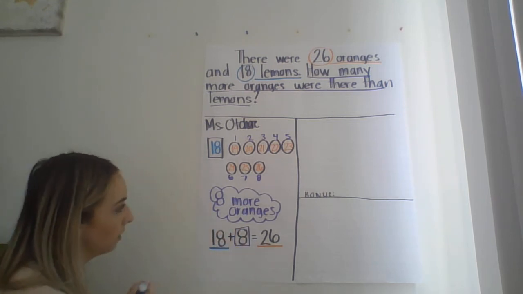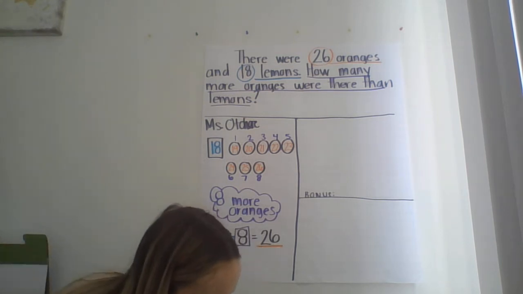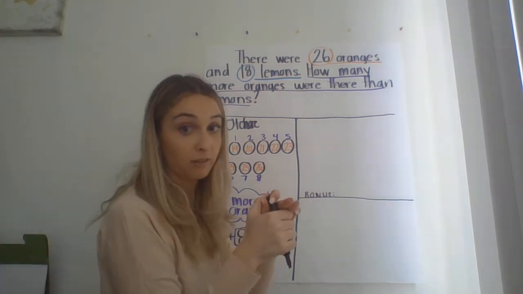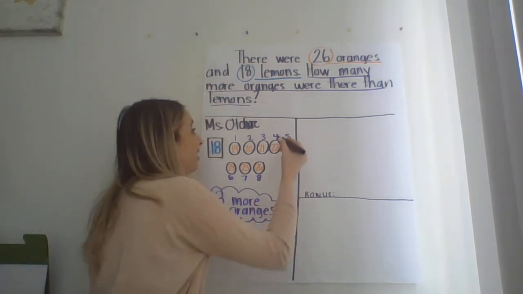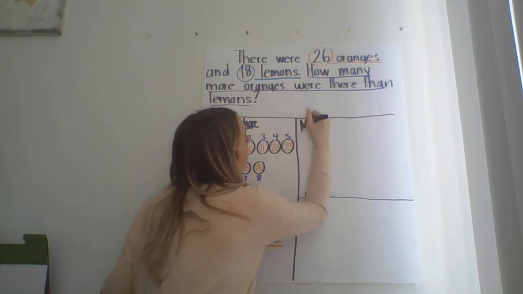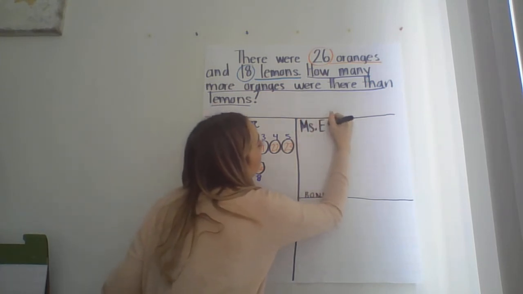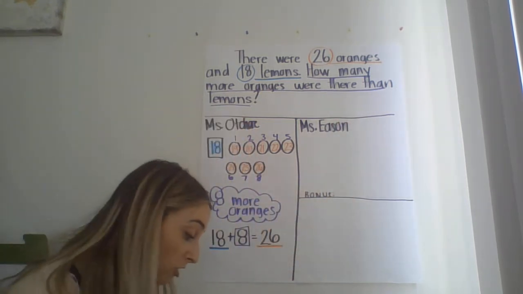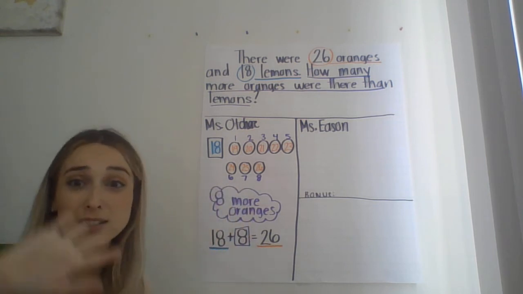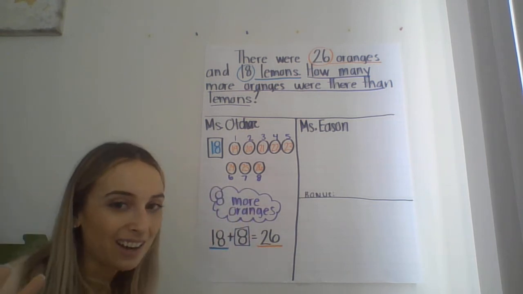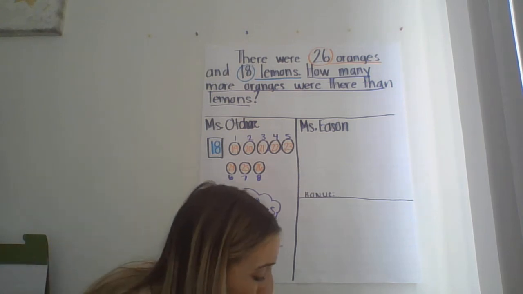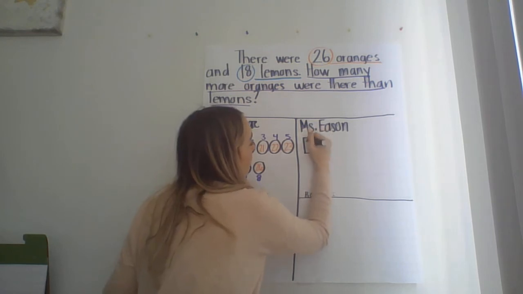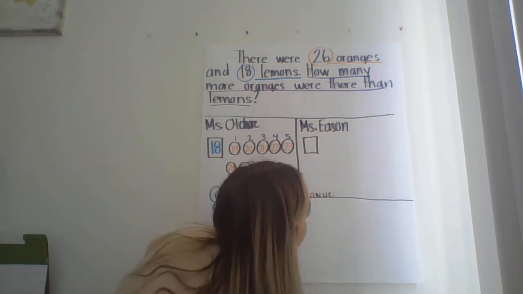All right. Moving on to my juicy strategy number 2. So I had to call my good friend for this juicy strategy. And I called Miss Eason. And Miss Eason did a juicy strategy just like Miss Autry. But she decided, instead of conserving the number 18, I'm going to conserve the other part that I knew, which was what number? 26. We knew there was 26 oranges.